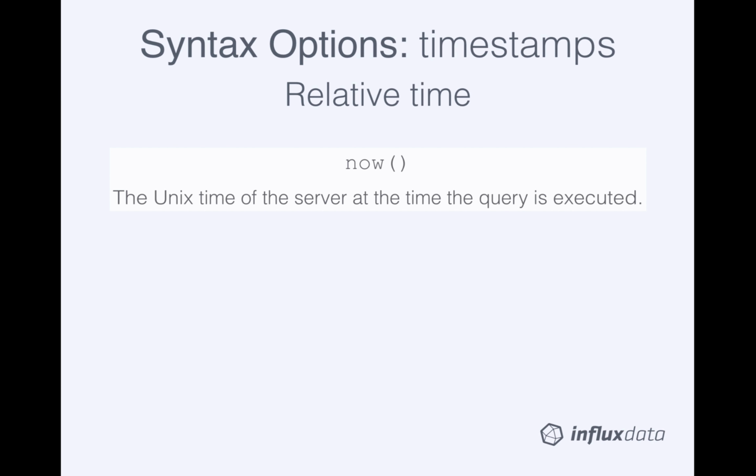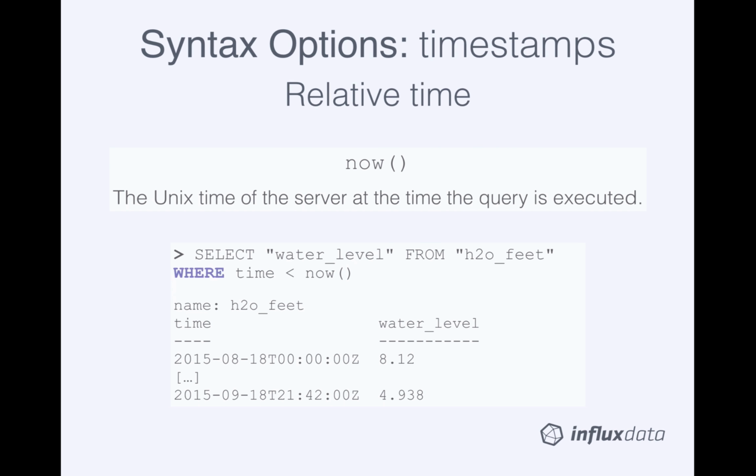Okay, now we've covered all the formats for absolute time. You'll be happy to know that there's just one format for specifying relative time in the where clause. To work with relative time, you'll use now. Now is the Unix time of the server at the time that you execute the query. In this example, we select the values of water level in the H2O feet measurement with timestamps that occur before now.